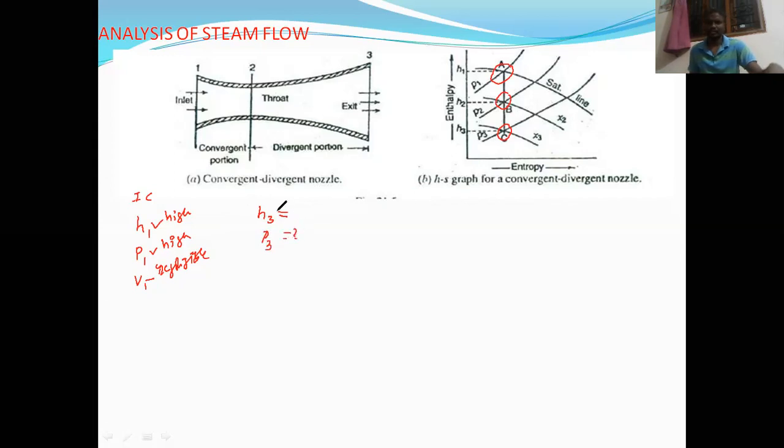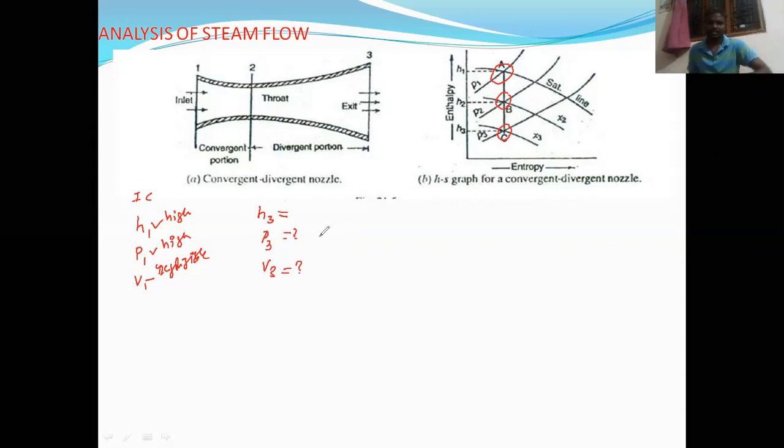Why? Because we are converting some amount of heat and the pressure of the steam into velocity. And here V3, the exit velocity of the steam in the nozzle, is very high when you compare it with V1. So we are saying that V1 is negligible.